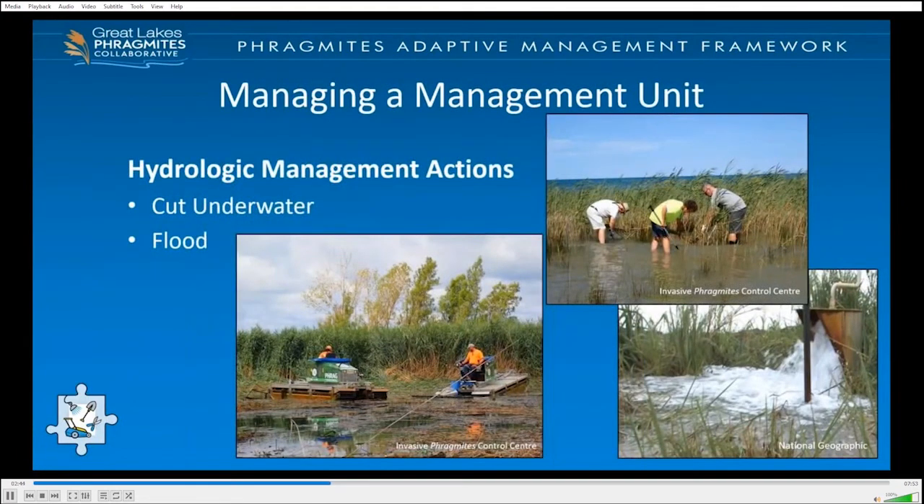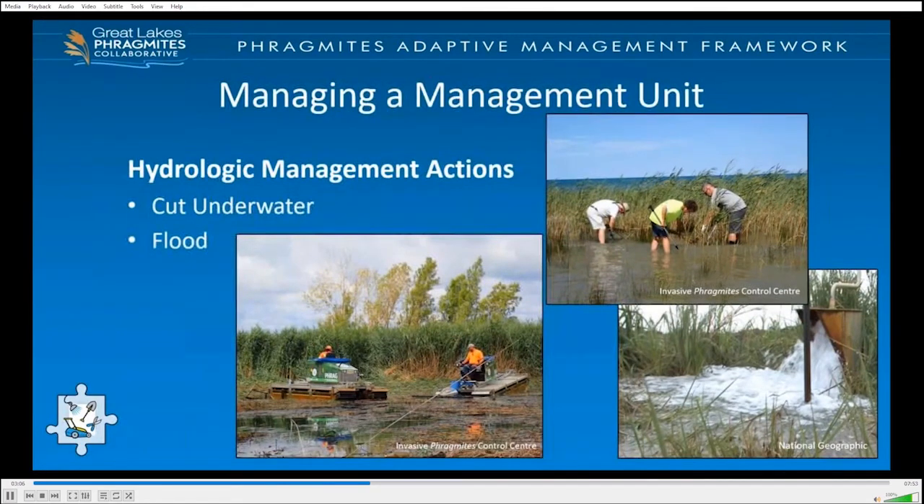Next, we have 2 hydrologic management actions. Cut underwater is defined as cutting Phragmites stems beneath the water level as close to the substrate as possible and at least 1 to 3 feet below the water surface. This can be done by hand using equipment like raspberry cane cutters, as shown in the upper right, or with large amphibious equipment, as shown in the left with the truck.